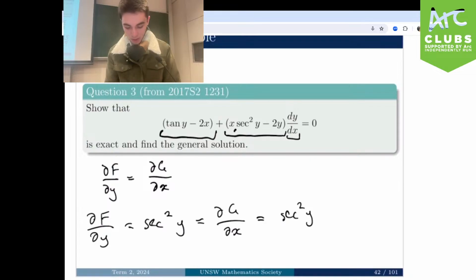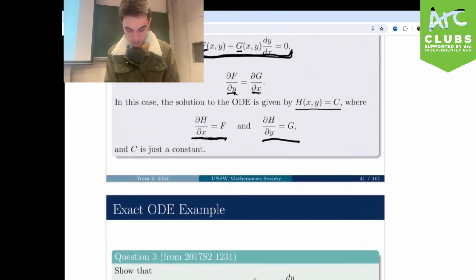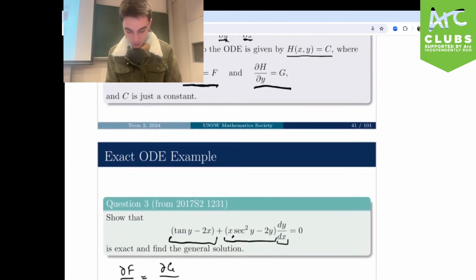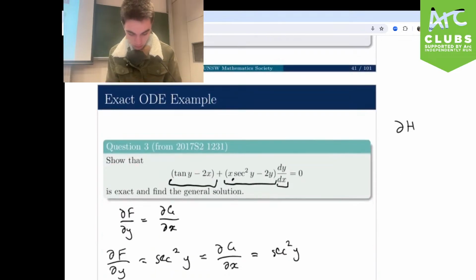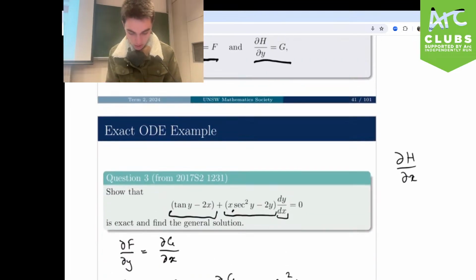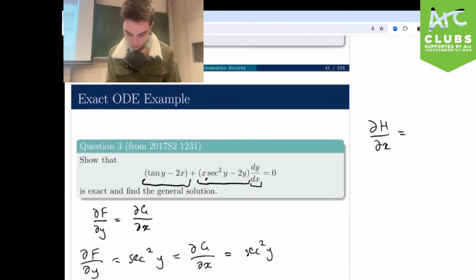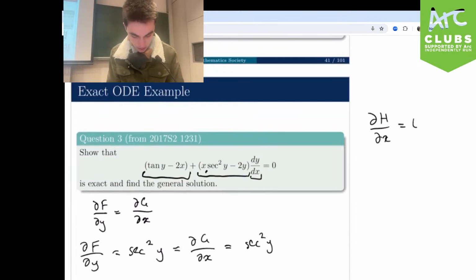And next, we know from that the partial derivative of our solution h with respect to x is equal to f. And what's f again? F is tangent of y minus 2x.